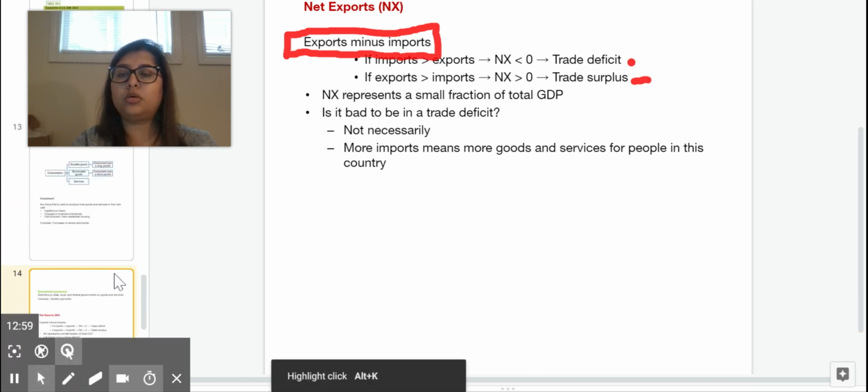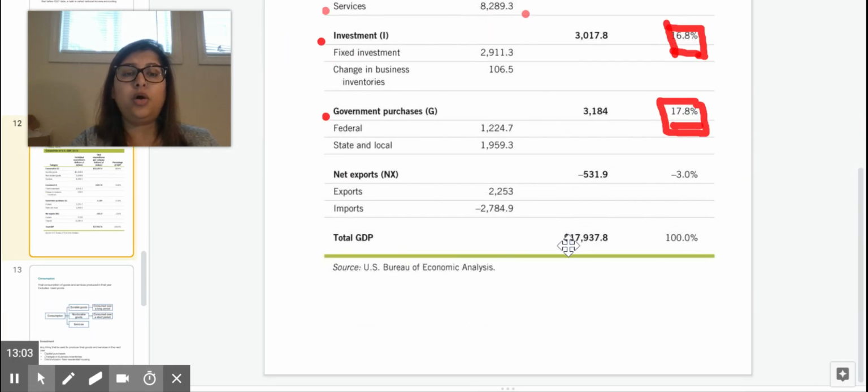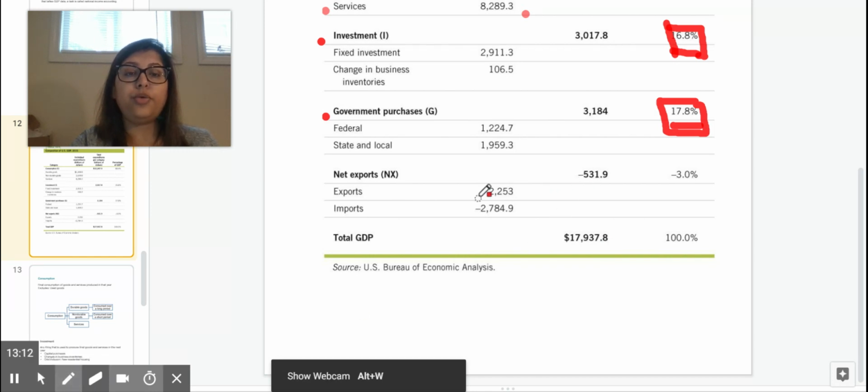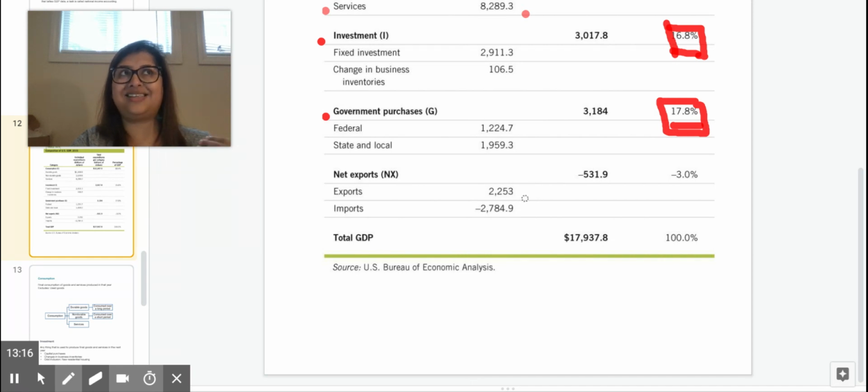Let's have a look and see how big the American trade deficit is. Out of $17,937 billion worth of GDP, $2,200 billion is our exports to the world, and $2,700 billion are our imports from the world. Just these numbers, contrasted with $17,900 billion, show you that the external sector, or our interactions with other countries, is actually not that important in terms of the size of the American economy. Now, if I take exports minus imports, I get a deficit of $531 billion. Very big number, except that it is just 3% of the total GDP of $17,937 billion.